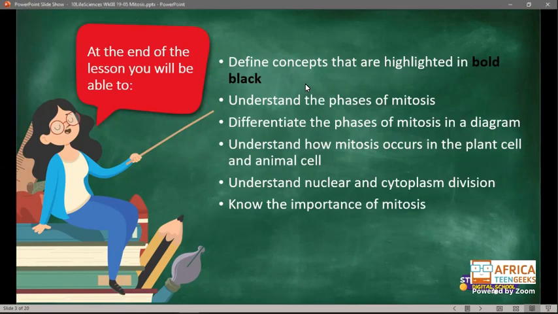All right, so you should be able to understand how mitosis occurs in the plant cell and the animal cell. And you should understand nuclear and cytoplasm division. And lastly, you should be able to know the importance or role of mitosis. So why is mitosis important? Remember, guys, I told you that I am using this section of objectives to guide you guys as to what is important and what you guys should know. So take that into consideration.